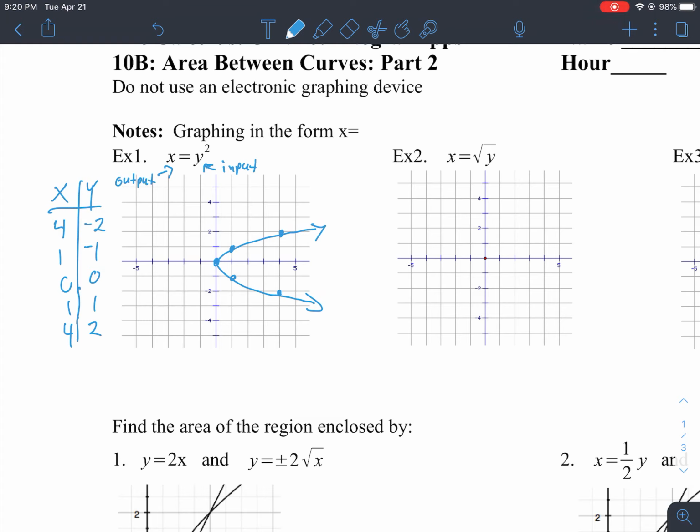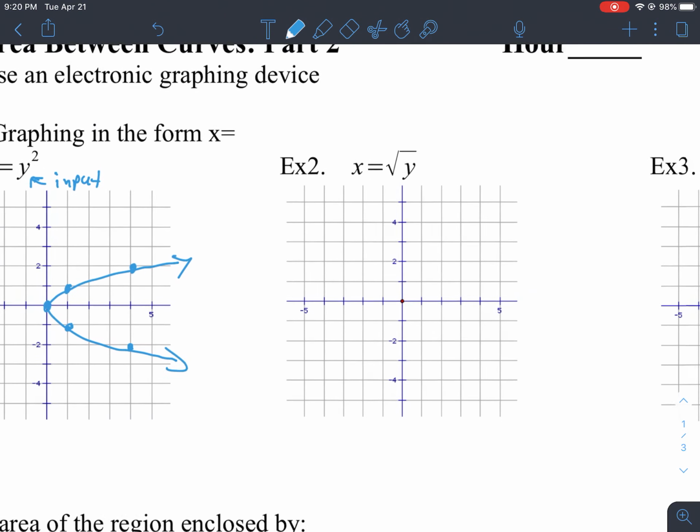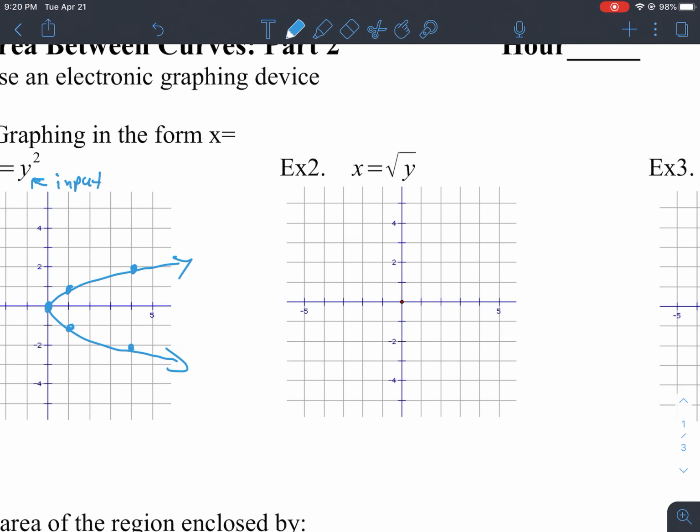So this is not a function. Functions are written in the form y equals. Not functions are x equals. How about x equals the square root of y? What might you think this looks like? So y equals the square root of x looks like this, half of a sideways parabola. I wonder what x equals the square root of y looks like.